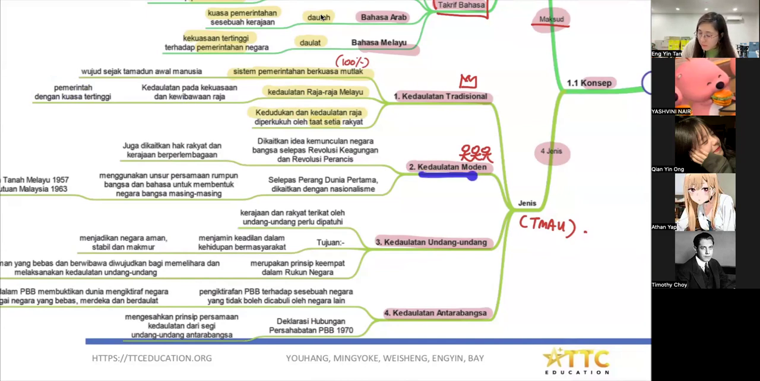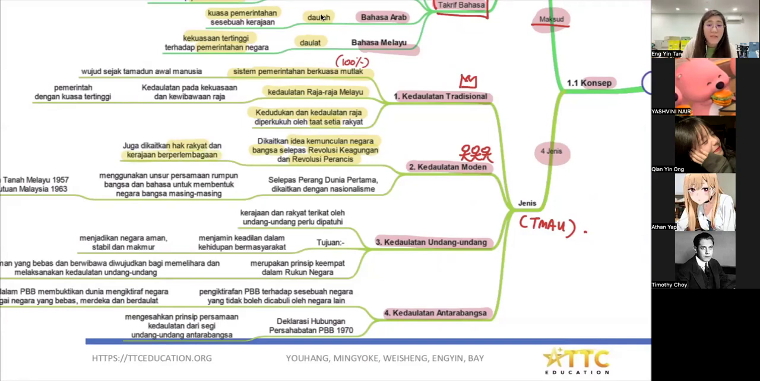Now, kedaulatan modern, I told you, is about the citizens. Citizens start to be aware that we have rights. And since when? Your Form 4 Chapter 2, idea negara bangsa. You still remember your Form 4 Chapter 2 nationalism? The revolution thingy? Right. The Western countries started first, and we started to relate this to our citizens' rights. And therefore, our government starts to become what?